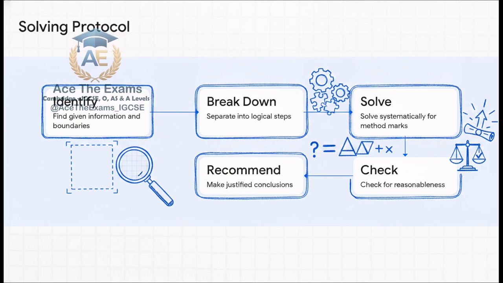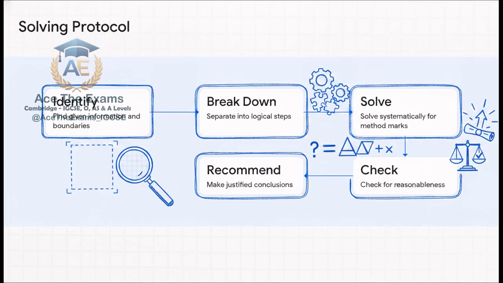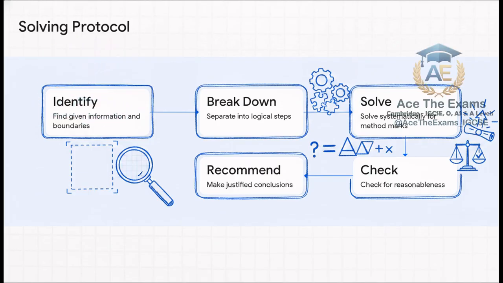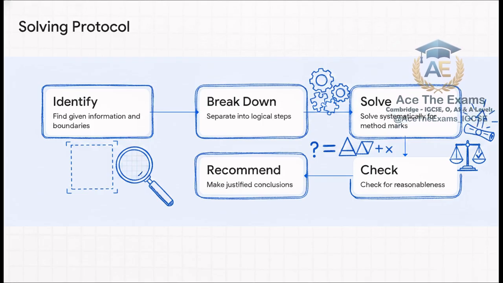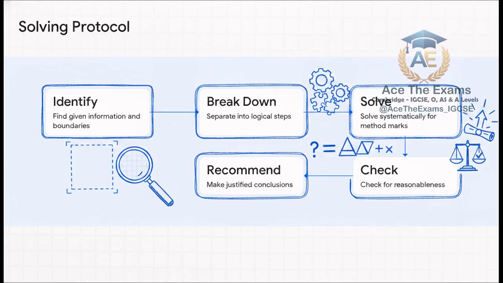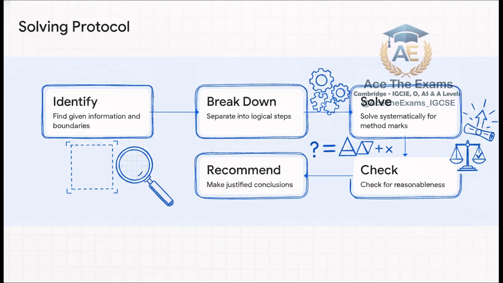This means you allocate your time based on the marks available, ensuring you have time for step 4 on our screen, check reasonableness. This is where 80% of students fail. If you calculate a range that completely defies the logic of the original domain restriction, you have to catch it here. And finally, make your justified recommendations or final statements. This isn't just math anymore. This is a comprehensive, bulletproof evaluation process.